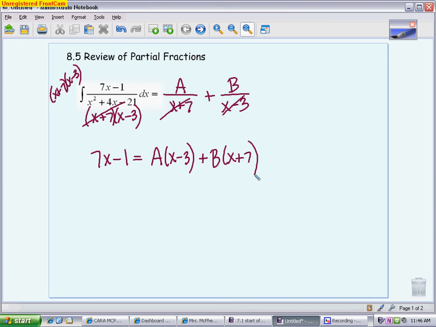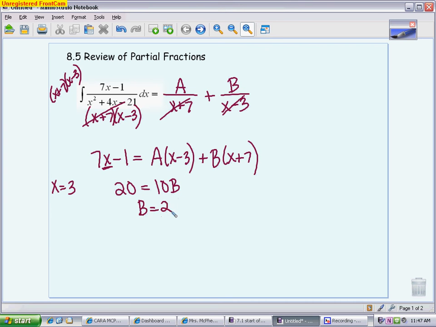At this point, there's a couple different options to solve. When you're working with factors that are linear, the fastest way to solve this is what's called a substitution or a choosing x's method. Pick x's that will allow things to eliminate. So, for example, if I let x equal 3, plug it in. Don't forget to plug it in here. That's a common mistake, forgetting that. When I plug 3 in, I get 21 minus 1, so I get 20. When I plug it into the A term, it will cancel, so I don't have to worry about that. When I plug it into the B term, I'm going to get 10B. So with a quick division, I now know that B is 2.